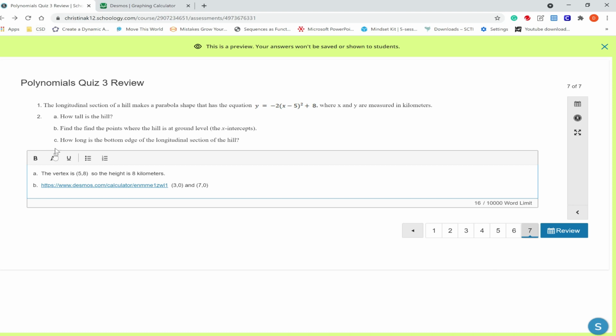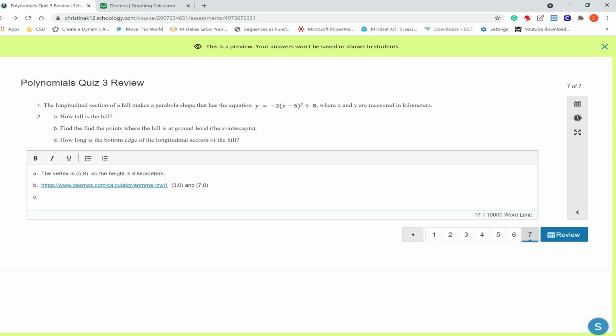And then for part C, it says how long is a longitudinal section of the hill. So it's just asking how long is it from each of the two x-intercepts. So we just subtract them. 7 minus 3 equals 4. So we can just put it in words. So the longitudinal section of the hill is 4 kilometers. And we're done question number 7.